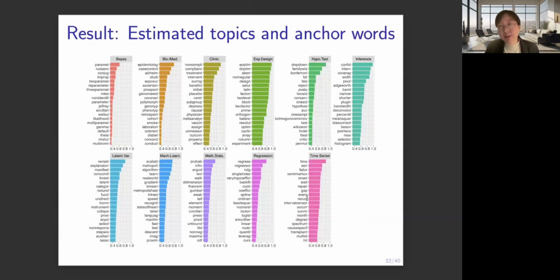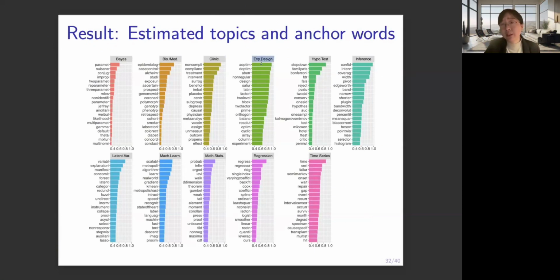So these are the results. As I mentioned before, the signals in this data set are very strong. So for anyone with some expertise in our area, we can easily know what the topics are. Here, these top-ranked words for the estimated topics are outputted by the algorithm, and then the names for each topic are given by ourselves.